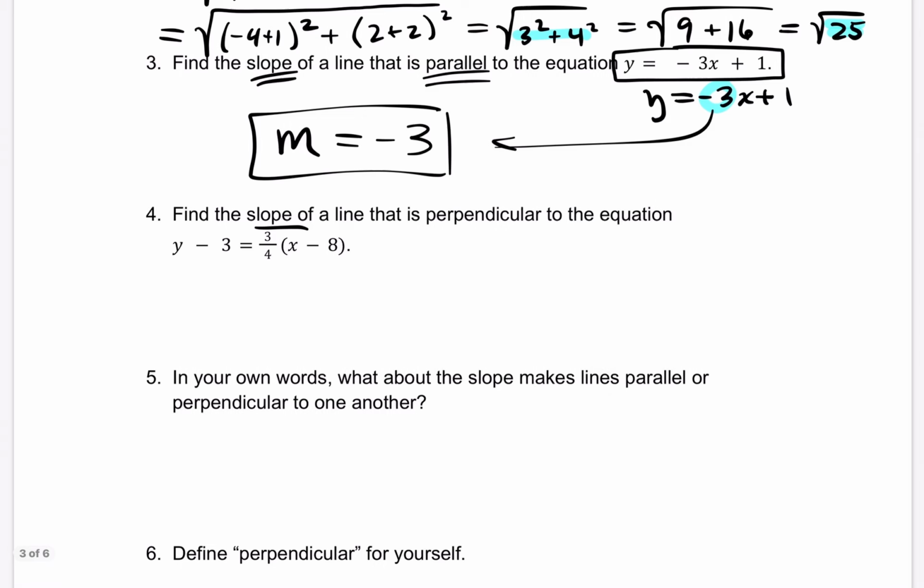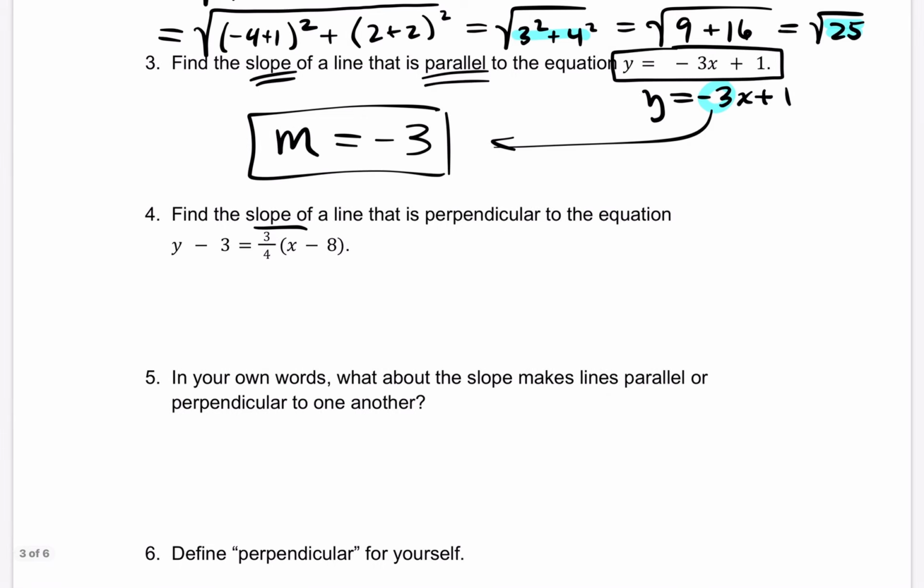Now, for number 4, a similar strategy. I want to find the slope of a line that is perpendicular to the equation here. Now, whenever I see this, I know immediately, because I've been teaching forever, but if you haven't been teaching forever, you may look at this and be kind of confused. Don't worry. If you're not sure what the slope is immediately, you can always turn it into y equals mx plus b form.